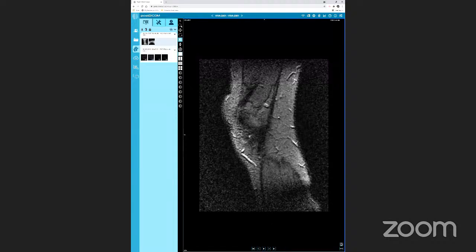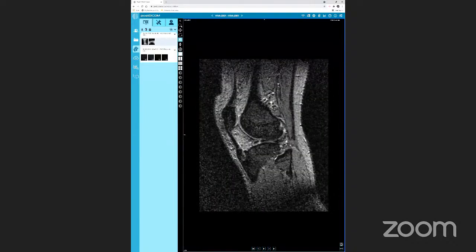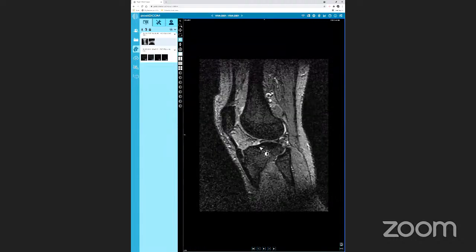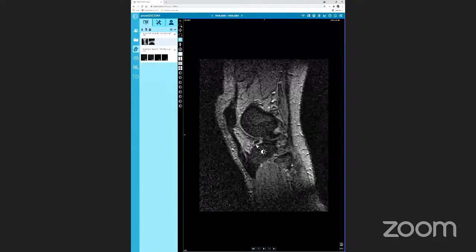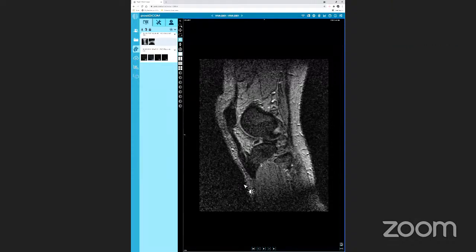I skipped over it then, but I just thought that there was a low signal area here. This here looks concerning for a bony fragment because it's quite similar in signal to the cortex itself, and although it's quite related, it looks quite close to the anterior horn. Very good. Excellent. Good. So let's move on to the next case.